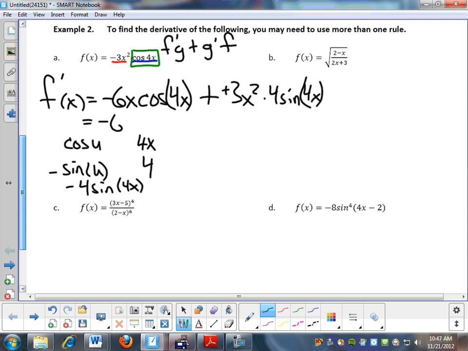So if I write this out, I have negative 6x cosine of 4x plus 12x squared sine of 4x. And once again, as you look at it, try to think about using the formal definition of the derivative in order to find that. So we've come a long way in terms of being able to find derivatives of any type of function. You guys are seeing we're going to take the derivative of anything. Anything that comes our way, we should be able to do. Okay?